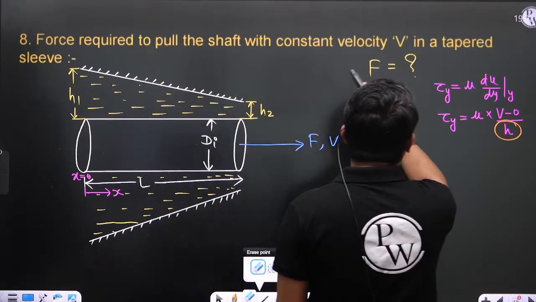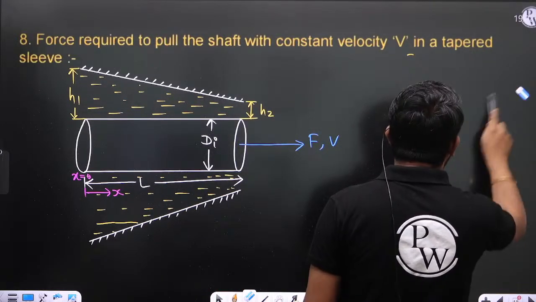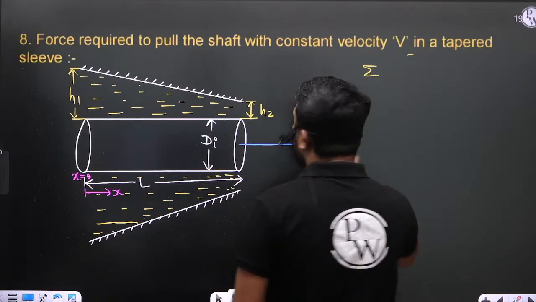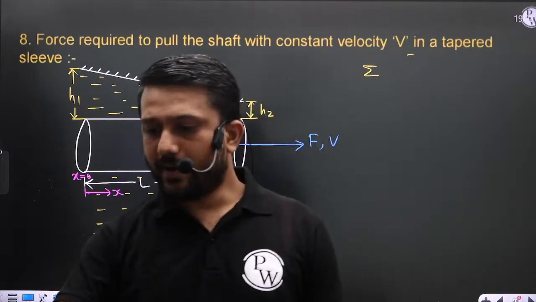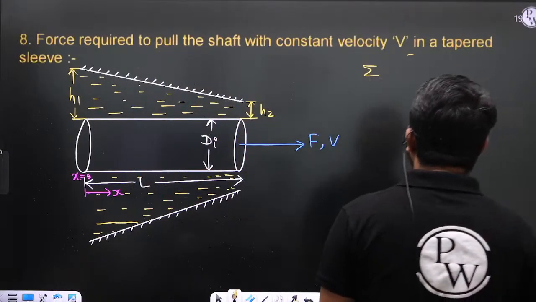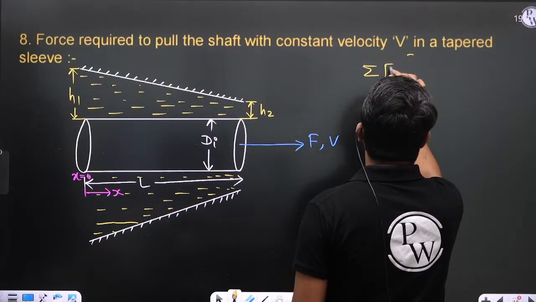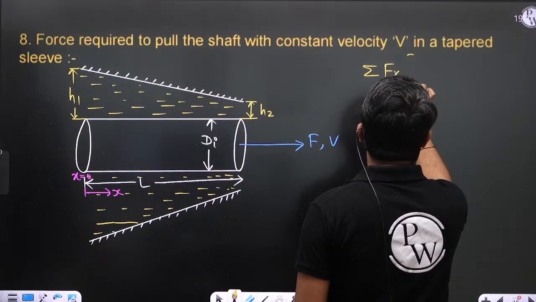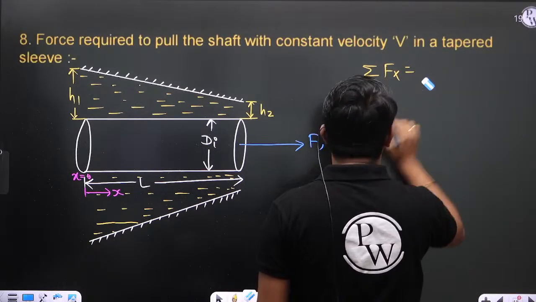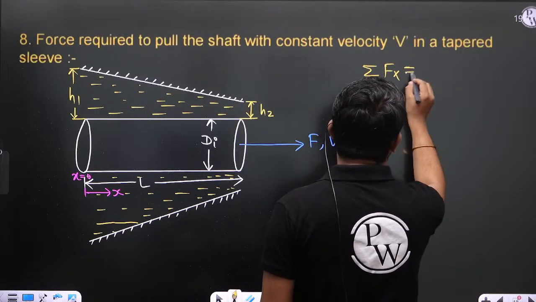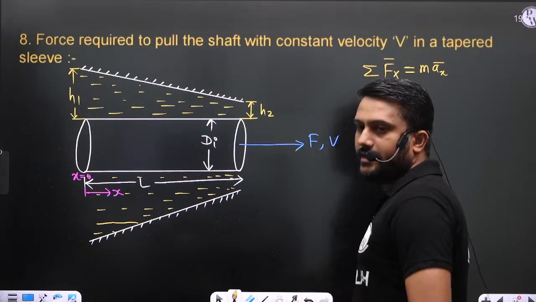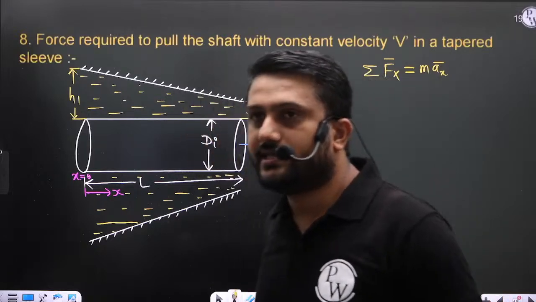Or not? So if you apply the equation of motion, summation Fx is equal to 0, or summation Fx is equal to m ax, right? Just 1 minute, no beta, just 1 minute.